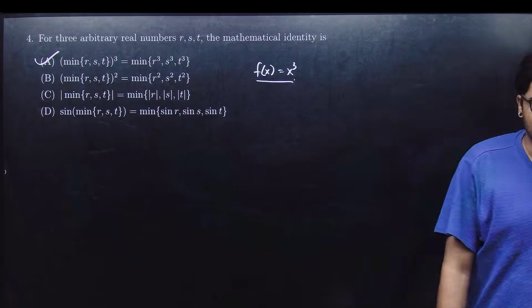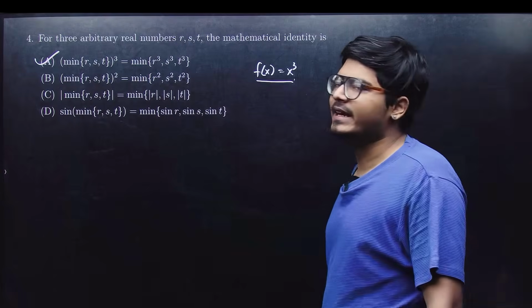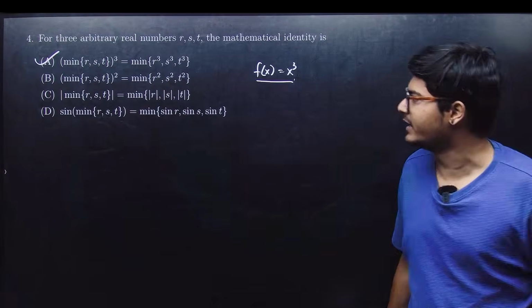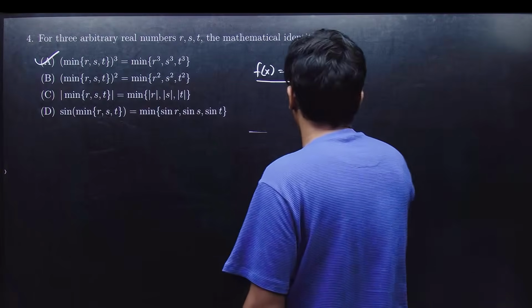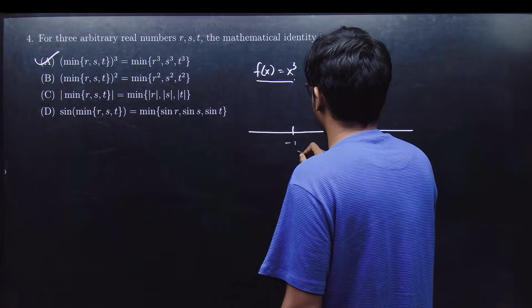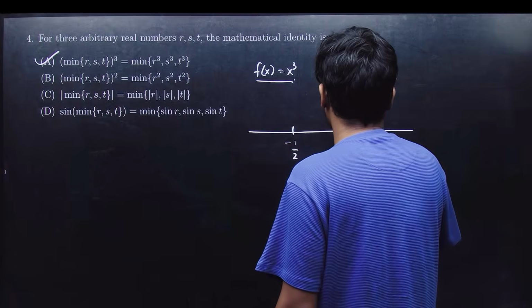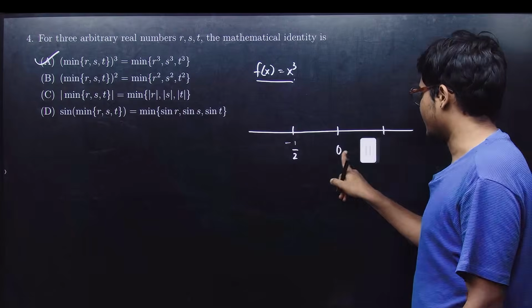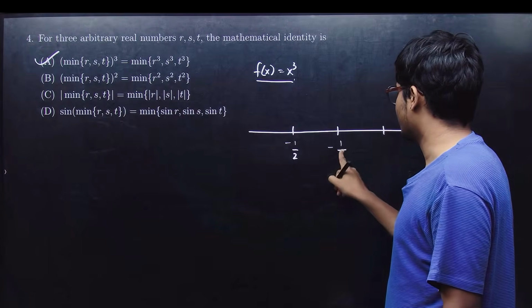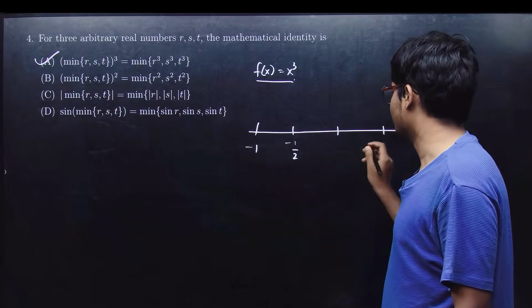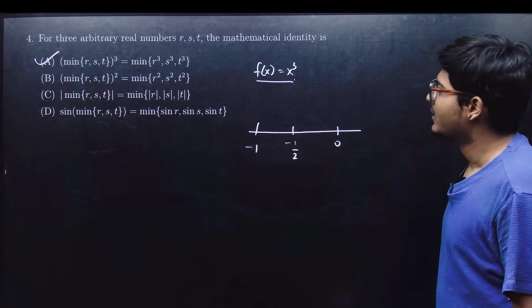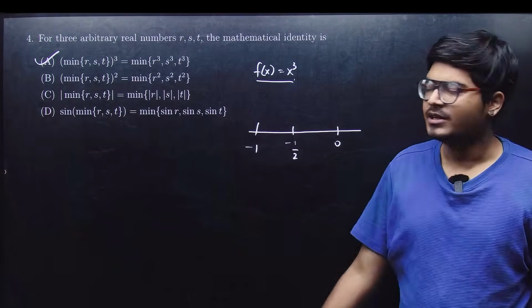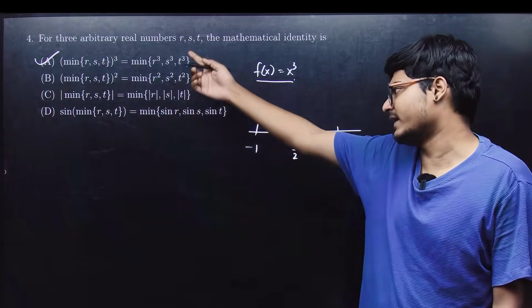Option B, it's not going to be. Why? Because now you're squaring it, right? When you take an even power, you have that entire concept of the negative sign turning into the positive sign, right? So for example, let's go with minus 1, 0 and 1. Let's take these 3 values. So minimum of r, s, t is going to be minus 1 here. So the left hand side is going to be minus 1 squared, which is plus 1.